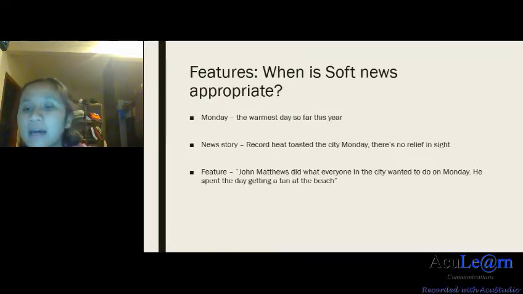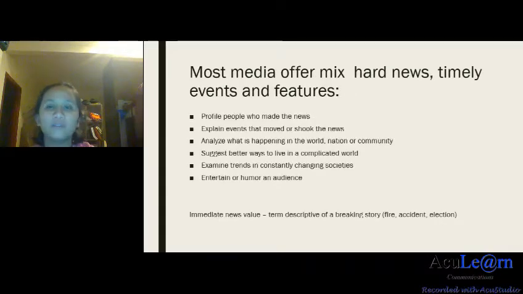Okay, and continuing to the next slide. Okay, so most media offer a mix of hard news, timely events, and feature. Okay, so mostly when you read news portals or news sites, right?